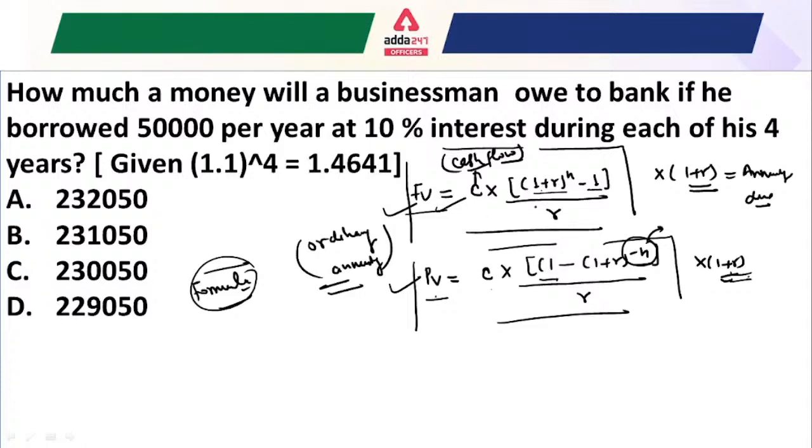Okay, so start with the future value: that is the cash flow. Just understand it as a cash flow, like here 50,000 per year we are talking about. This is known as the cash flow, and it is multiplied by 1 plus r to the power n, minus 1. And for calculating the present value, just the opposite of this: 1 minus 1 plus r to the power minus n. That's it.